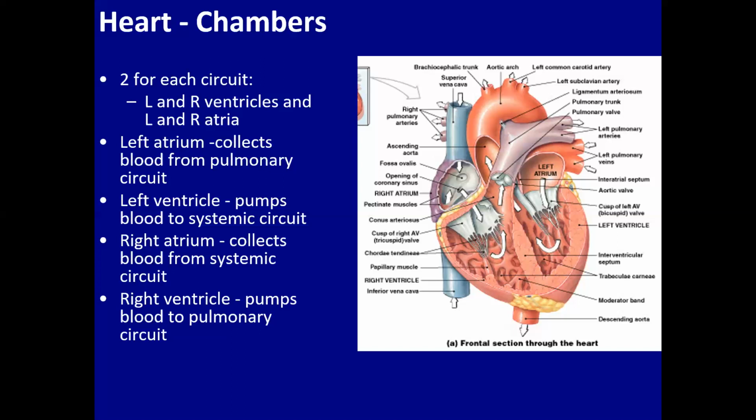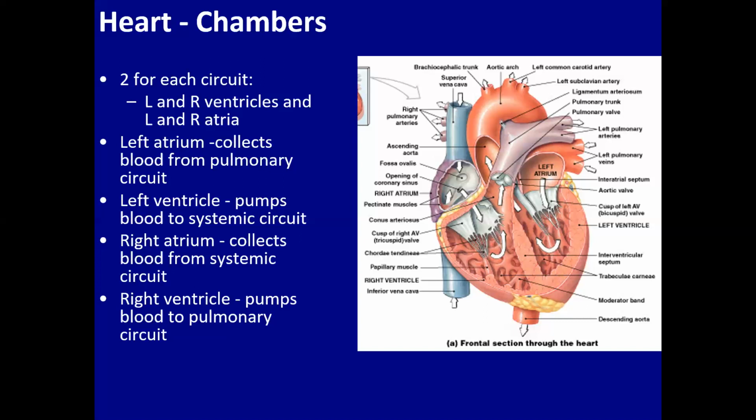Notice on the right-hand side that the right atrium is collecting blood from the superior vena cava and the inferior vena cava. These are the largest veins in your body. The superior vena cava collects blood from your upper body. The inferior vena cava collects blood from your lower body, things below your heart. That blood is going to enter the right atrium. It's completely deoxygenated. It's under incredibly low pressure. Once it enters the right atrium, it is going to then enter the right ventricle.